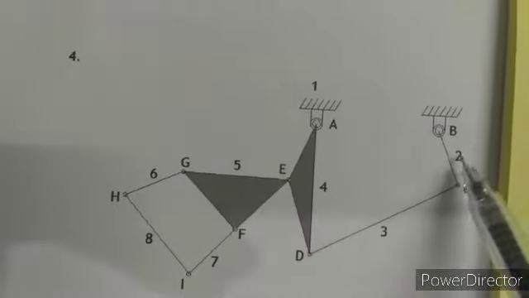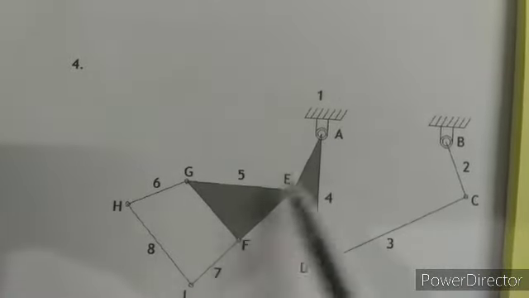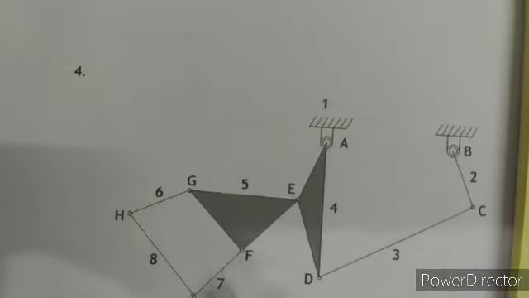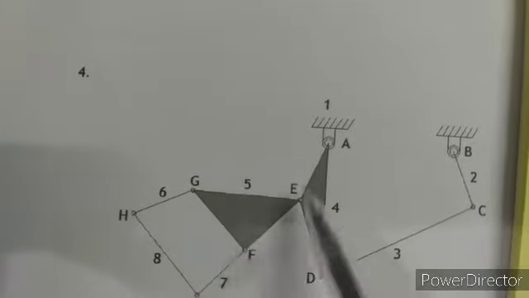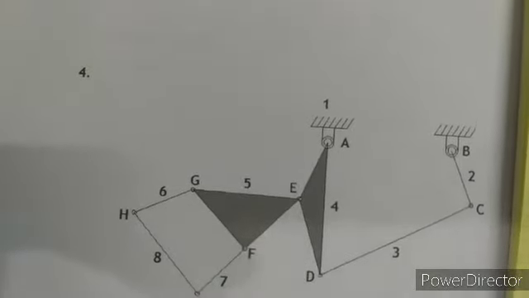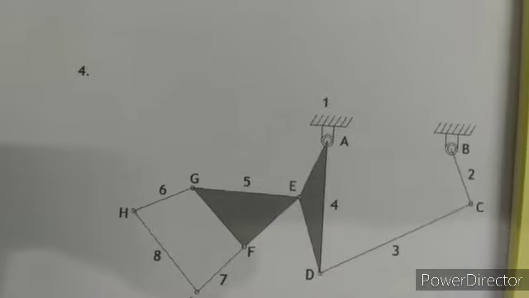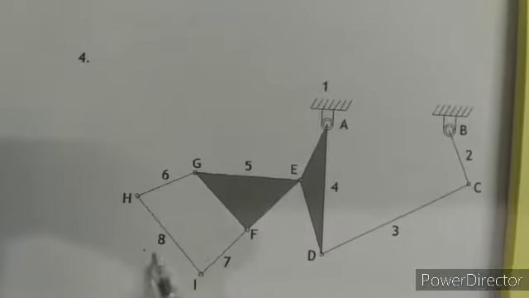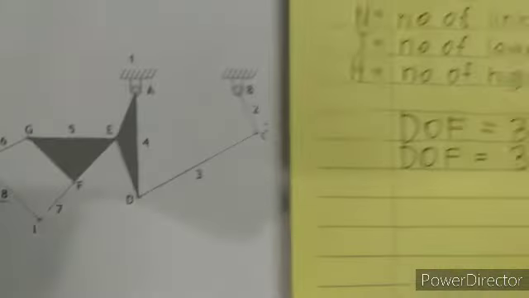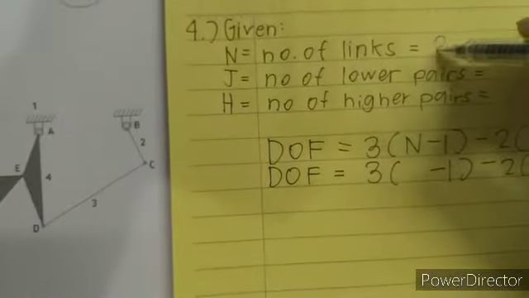We have 1, 2, 3, 4, 5, 6, 7, and 8. And this is just one single link. This is a binary link with a point of interest. Okay, so this is correct. We have 8 number of links.